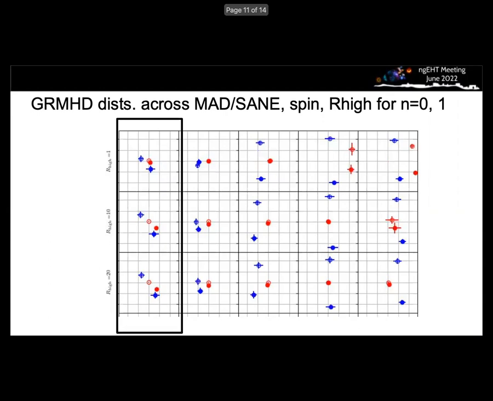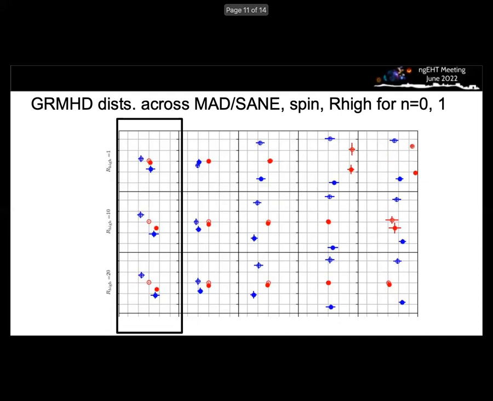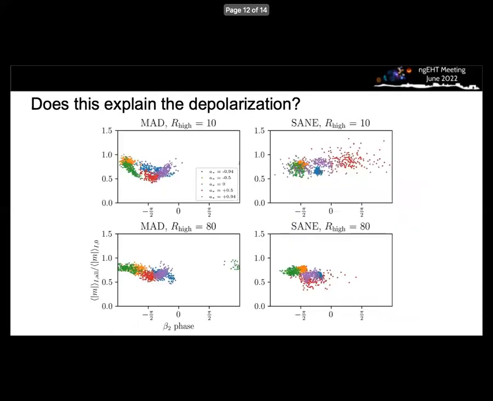When we look at lower R high, we see much the same pattern with one other signature. Note that at the higher R high, in virtually every SANE, the SANE n equals one image is completely depolarized. This is in itself somewhat of a result, which is that the n equals one in SANE is Faraday thick, or at least that's how we interpret this. But at low R high, 1 and 10, the high spin SANEs exhibit the exact same complex conjugation in beta 2. But once you get any substantial R high, they depolarize in n equals 1.